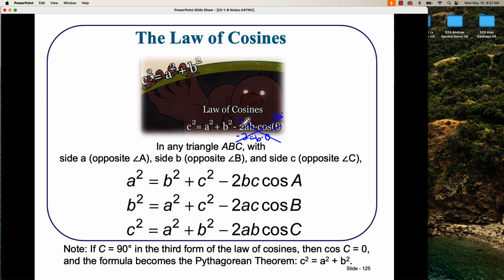And everything I was rambling about up here with the law of cosines picture is noted for us here a little bit more formally, and that is if C is equal to 90 degrees in the third form of the law of cosines, then cosine of C equals 0, and the formula becomes the Pythagorean theorem.